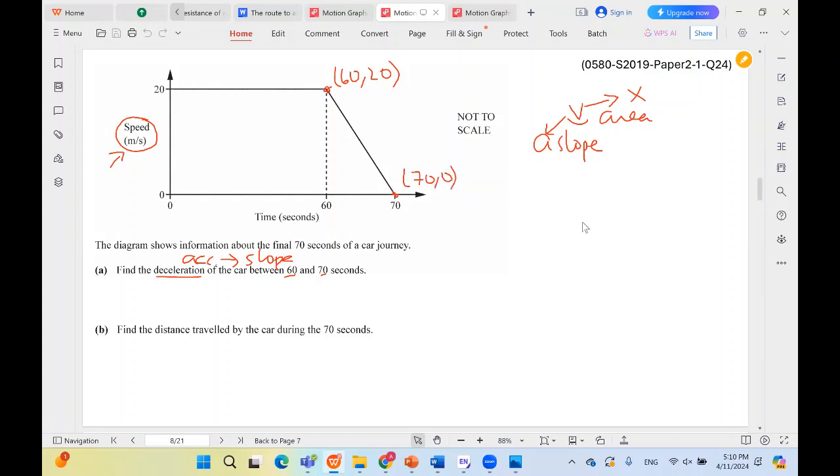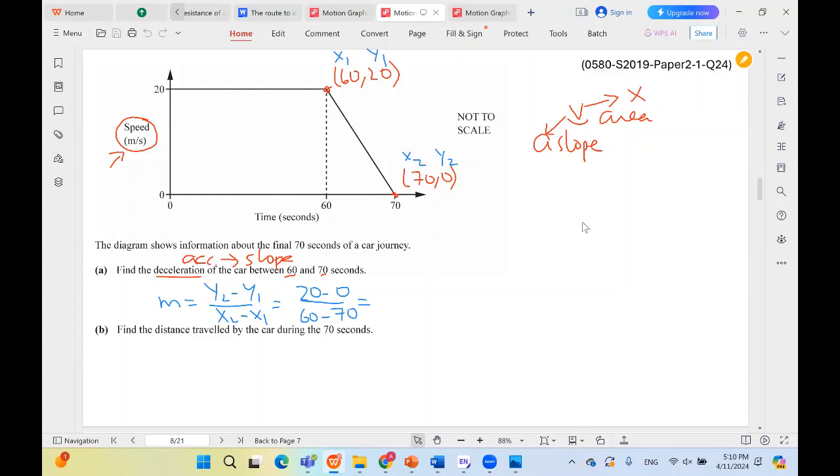So in order to find the deceleration, we're going to use the formula of the slope: y2 minus y1 over x2 minus x1. So this is equal to 20 minus 0 over 60 minus 70. If you are confused as to which numbers should go where, just take the first point that you have and label x1 and y1. Take the second point, label x2 and y2, and then plug these numbers into the formula, and you will get the same result. Of course, here I actually switched them, but it will give us the same result anyway.